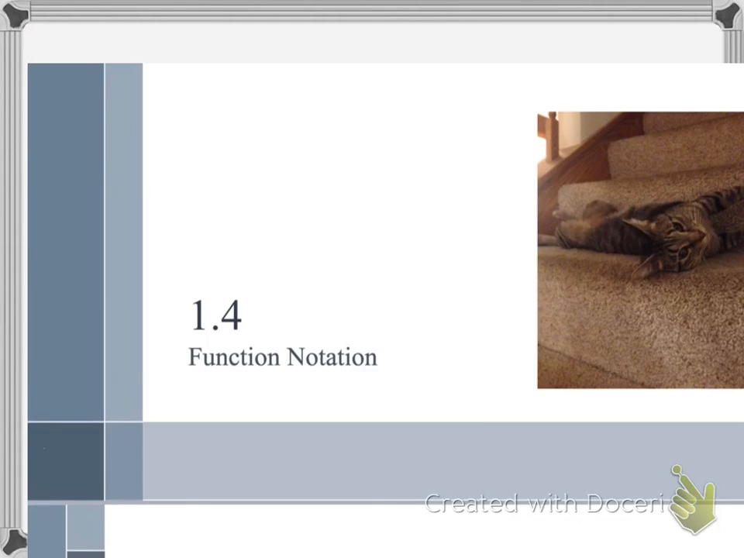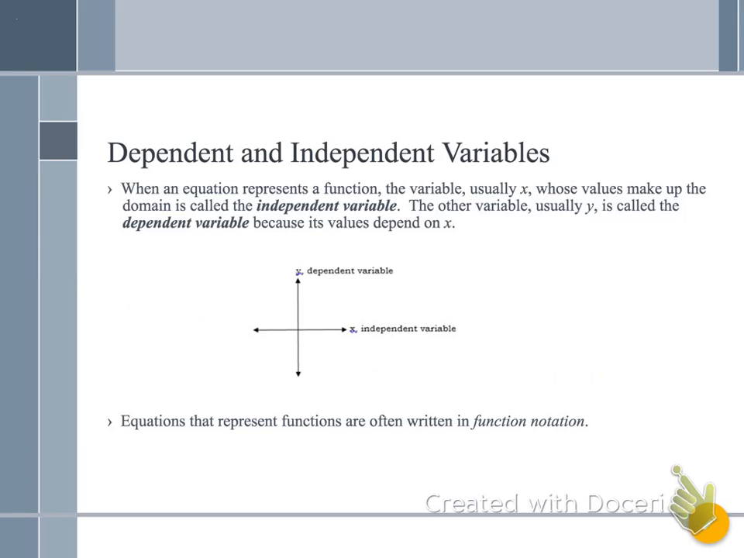Okay, in this video we're going to be talking about function notation. So we have independent and dependent variables. The independent variable is going to stand for your x-axis. The dependent variable is going to stand for your y-axis. X always depends on y and y depends on x.